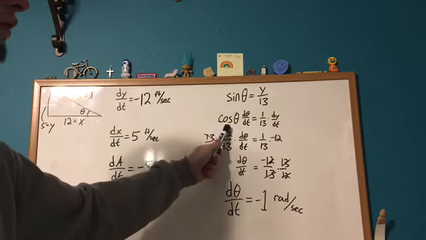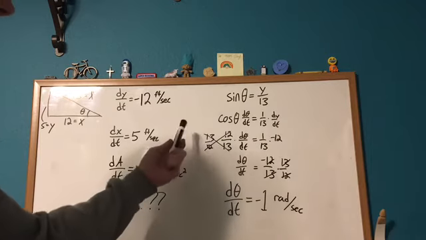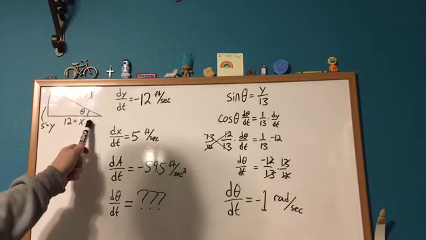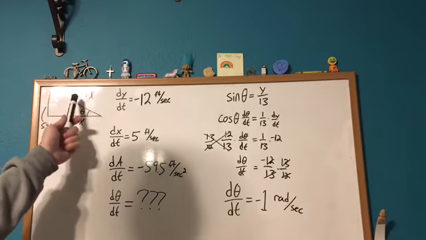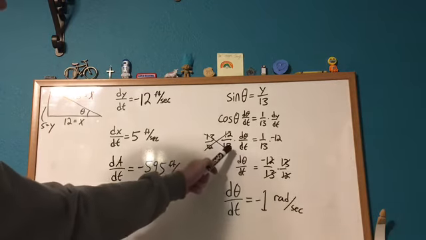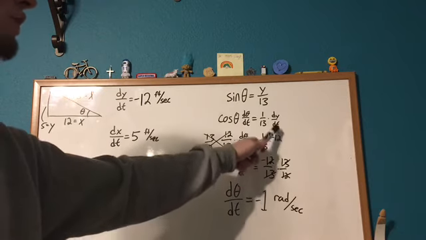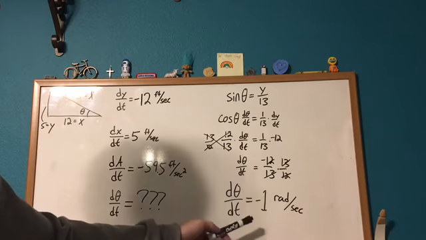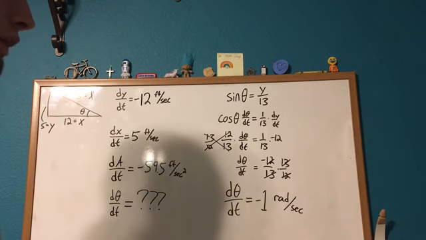Then we know what cosine theta is because it is adjacent over hypotenuse. And at this instant, the adjacent side is 12, and the hypotenuse is always 13. So 12/13 times d theta/dt equals 1/13 times negative 12, which is our dy/dt. Then we just solve from there, and we end up with the change in that angle being negative 1 radians per second.